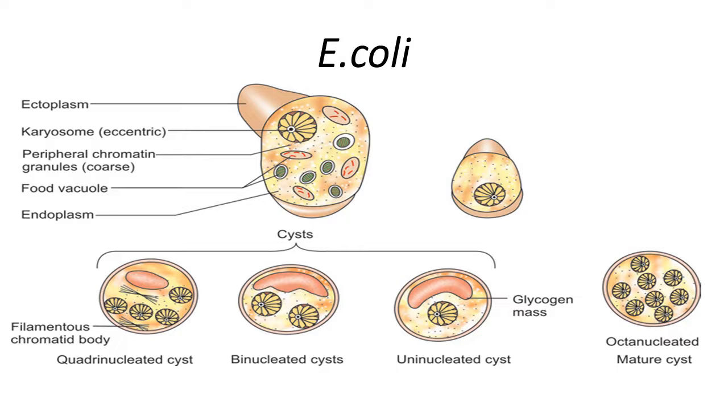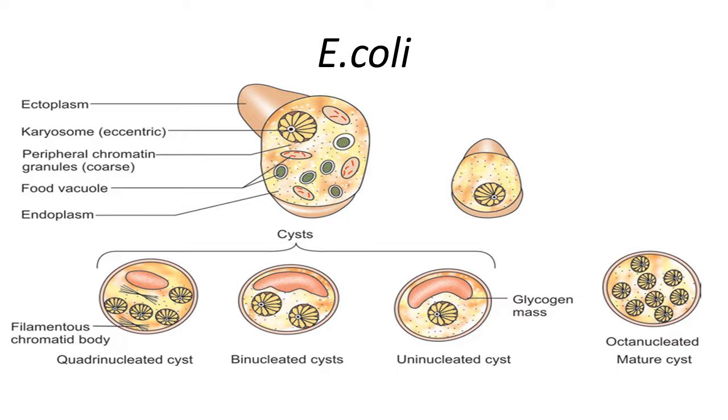When we consider the cyst stage, same as Entamoeba histolytica, here also the trophozoite stage becomes a cyst stage. Initially we can see a very small number of nuclei. If it is fully matured, the number of nuclei becomes 8.